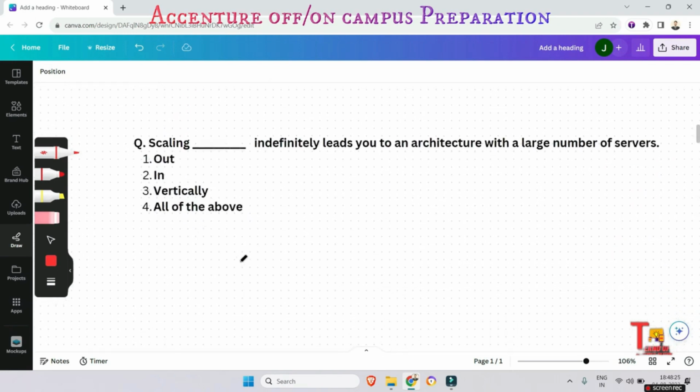The next question is, scaling dash indefinitely leads you to an architecture with a large number of servers. Scaling out, scaling in, or scaling vertically, or all of the above? Pause the video and try to give the answer. If not possible, then watch, right? The answer will be scaling out, because horizontal scaling allows you to run distributed applications more effectively and more efficiently, right? So the answer will be scaling out.